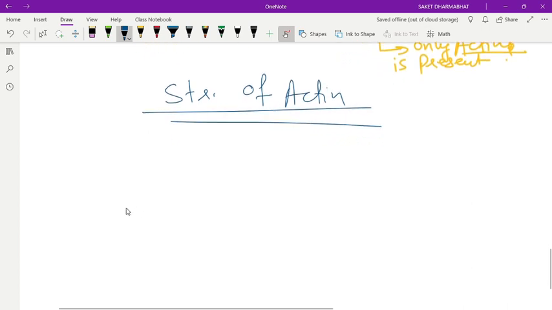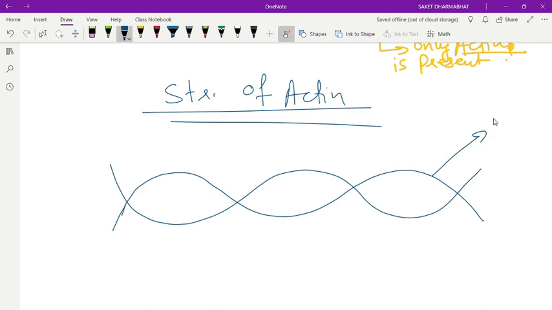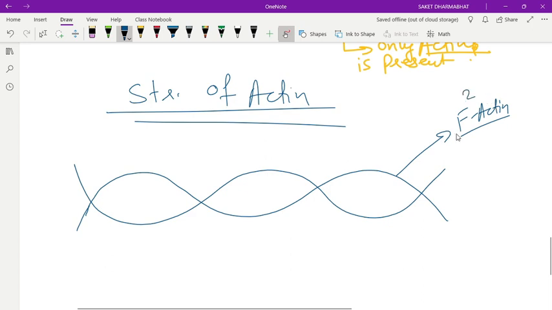First of all, actin consists of two F actin, which are helically twisted with each other. These are what? F actin. How many F actin? Two. And they are helically twisted with each other. F stands for what? Filamentous actin. Very good. Filamentous actin.